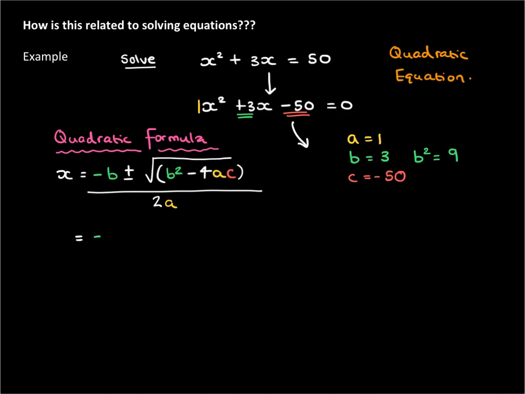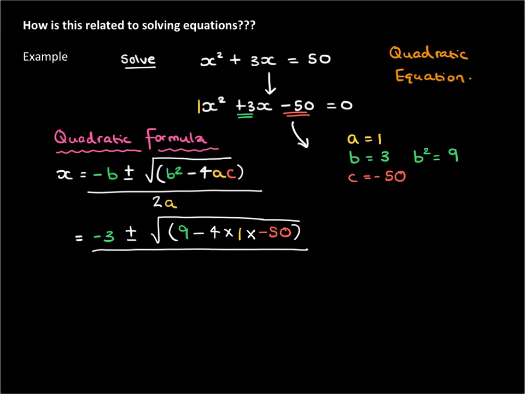So minus b is negative 3 plus or minus the square root of b squared, which is 9, minus 4 multiplied by a, which is 1, multiplied by c, negative 50. Close that bracket. All divided by 2a, which will just be equal to 2. So let's simplify the part underneath the square root sign.